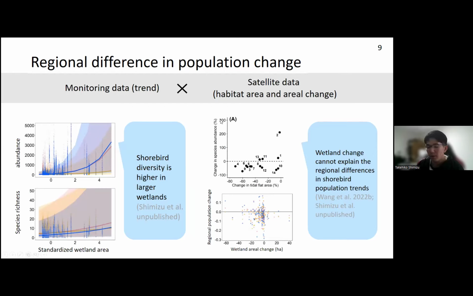So for example, firstly, indeed, there is a clear positive relationship between the habitat size and the shorebirds' abundance and species richness. So this means the larger wetlands have more shorebirds and species. However, we and another research show that wetland change cannot explain the regional differences in shorebird population trends.